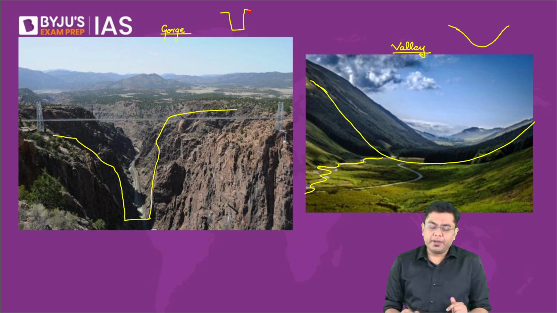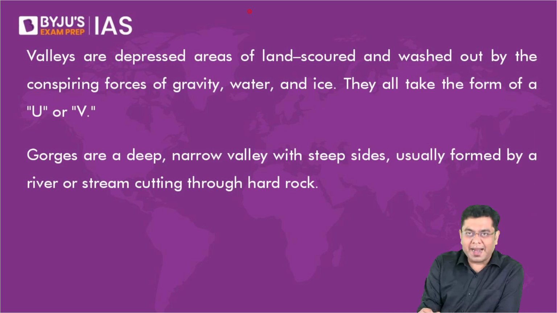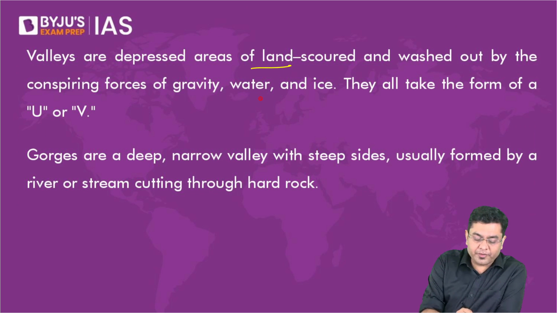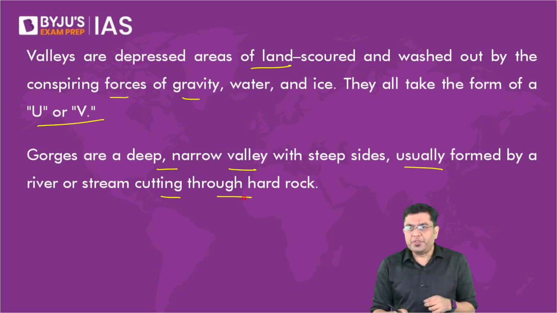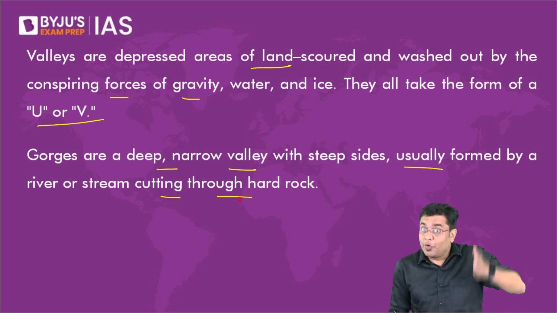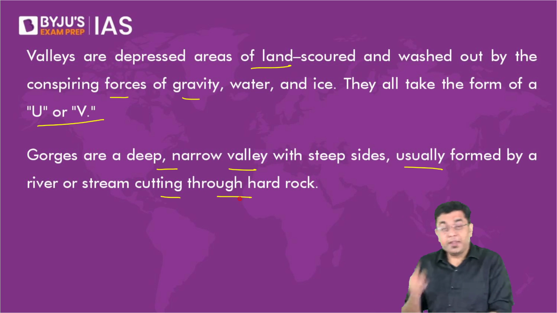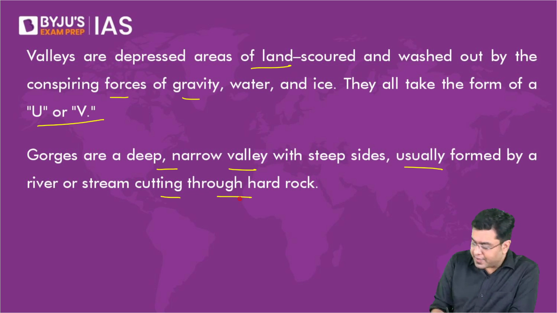So if you take a look at it, valleys are depressed areas of land, scoured and washed out by the conspiring forces. That means a combination of forces such as gravity, water, or in certain cases, even ice. They all take a form of U or V in the case of the shape that we associate. Whereas when we talk about the gorges, they are very deep, narrow valley with very steep sides, vertical sides almost, usually formed by a river or stream cutting through the hard rock. Now, both of these are created by the down cutting action of the river in the youthful stage.